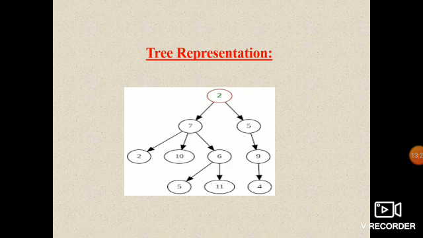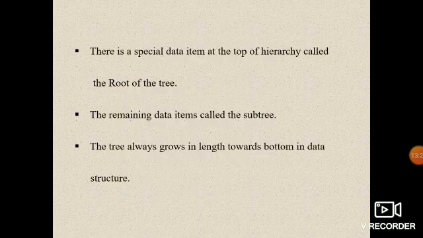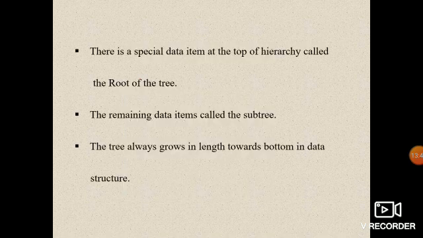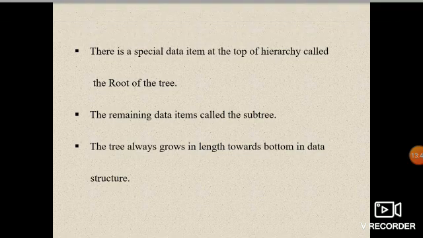This is a tree representation. There is a special data item at the top of the tree called the root of the tree. Which is the root of the tree? That is 2. 2 is the root of the tree. The remaining data items are called subtrees. Which one is the subtree?